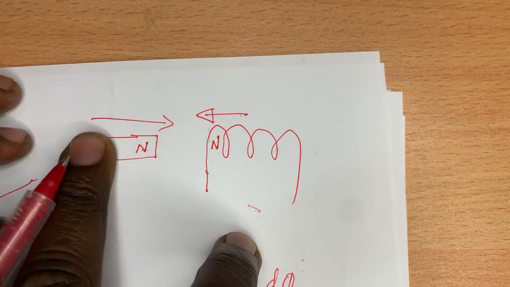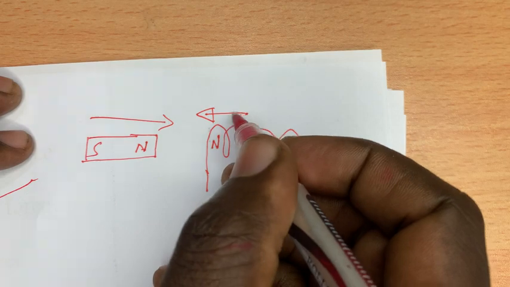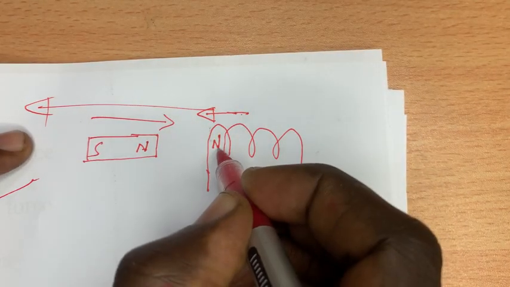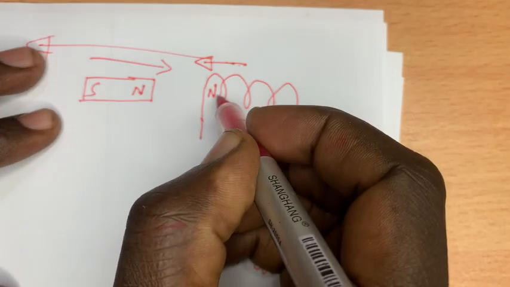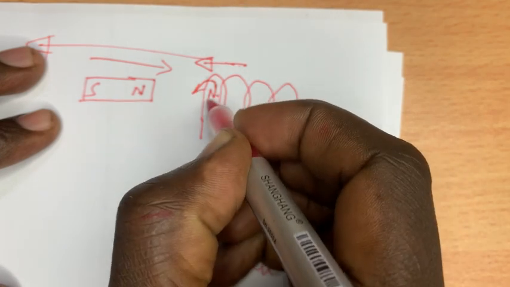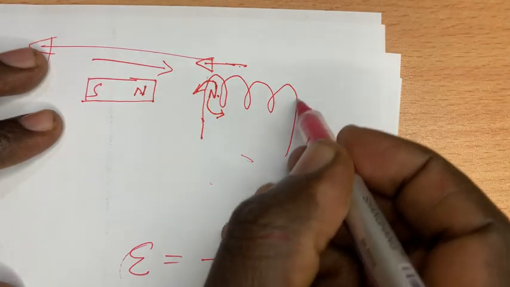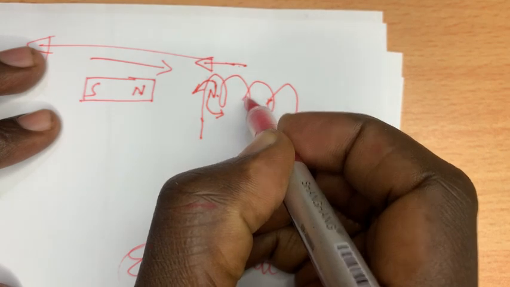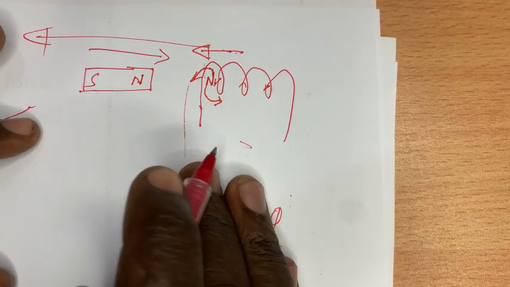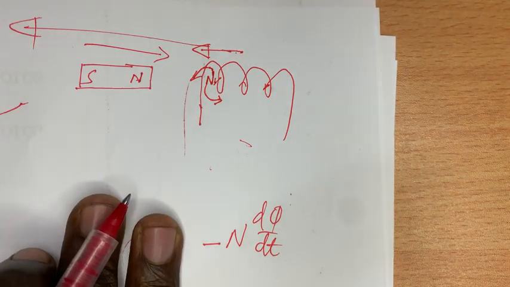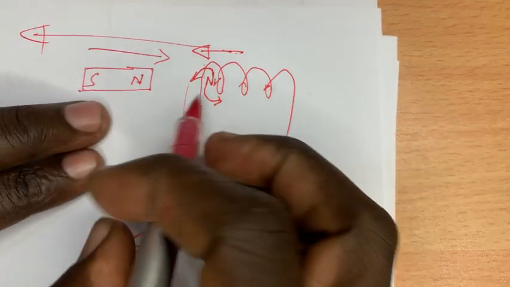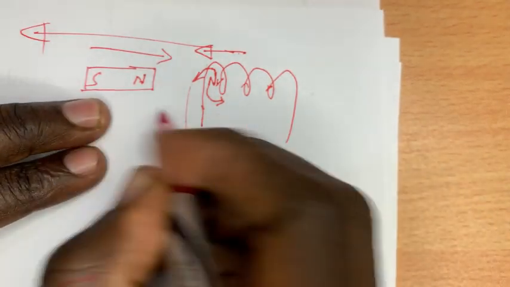If I bring it forward here, then this one should push it in this direction, so it has to create a north pole here. This will behave like a north pole, and then the current will flow like this, like this, down, so that it can oppose it. But where is the conservation here? I will explain that.